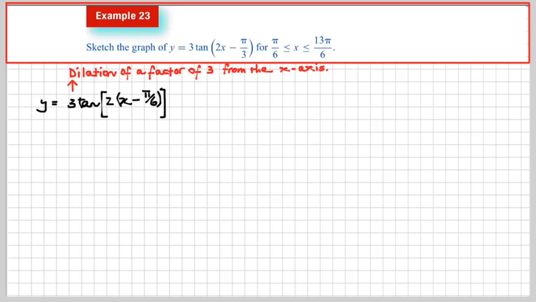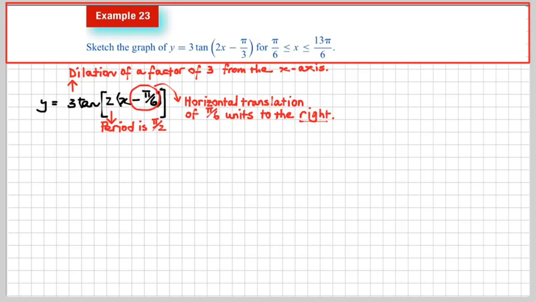A dilation of a factor of 3 from the x-axis. And we've got a period. Now, did you notice how I put this in brackets here? That's very essential. You've got to put the 2 outside a bracket. Then you can work out what the horizontal translation is, guys. Otherwise, you might get it wrong. It's certainly not what it says up here. It's not pi on 3. It's pi on 6 to the right. Anyway, that's a horizontal translation of pi on 6 units to the right.